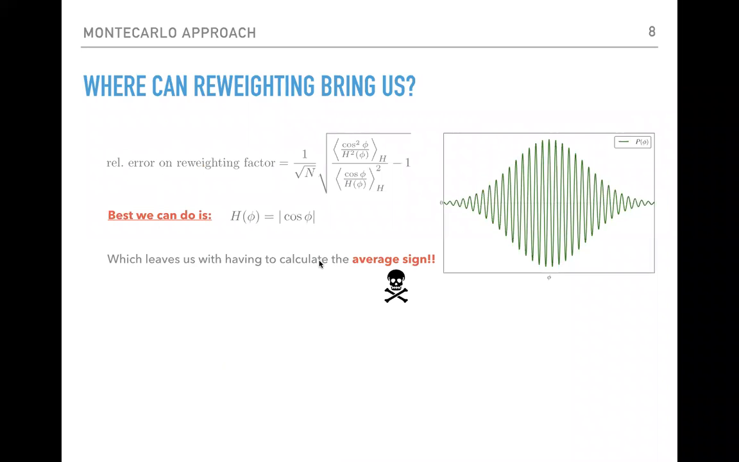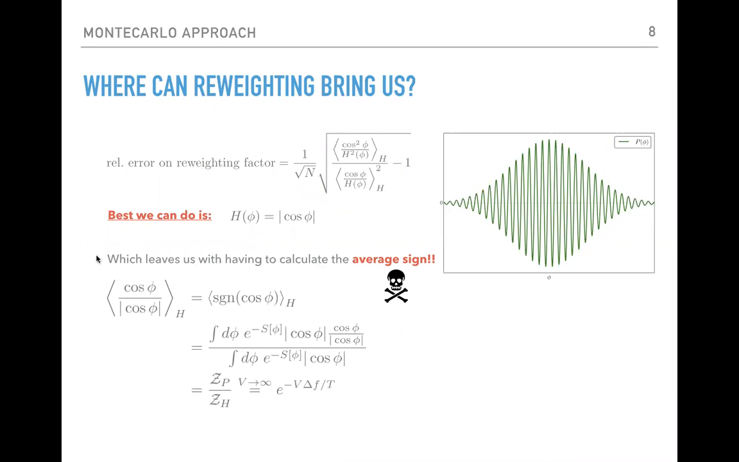But this leaves us with having to calculate the average sign. Now if I plug H into my reweighting factor, I have to calculate this sign very accurately. This is where the sign problem comes from, at least in the sense that this is the sign that you have to sample, and this is hard. It's hard because of basically two reasons. One reason is that if you write this reweighting function, you see that it's nothing but the ratio of two partition functions, the one with probability P divided by the one with probability H.